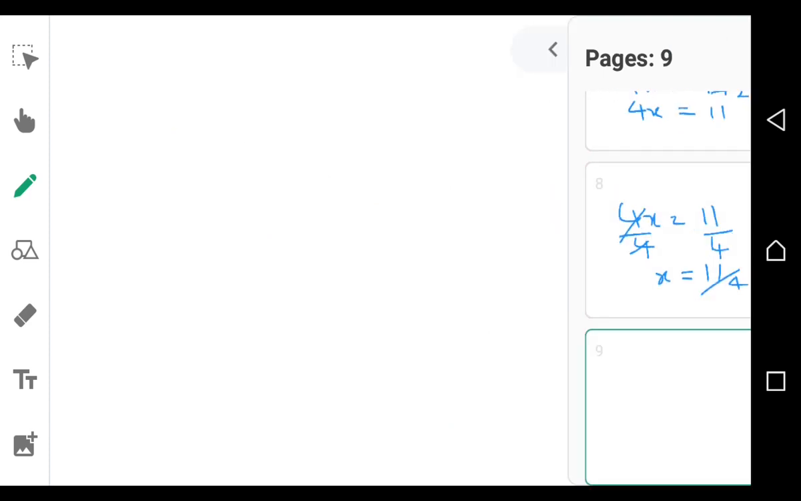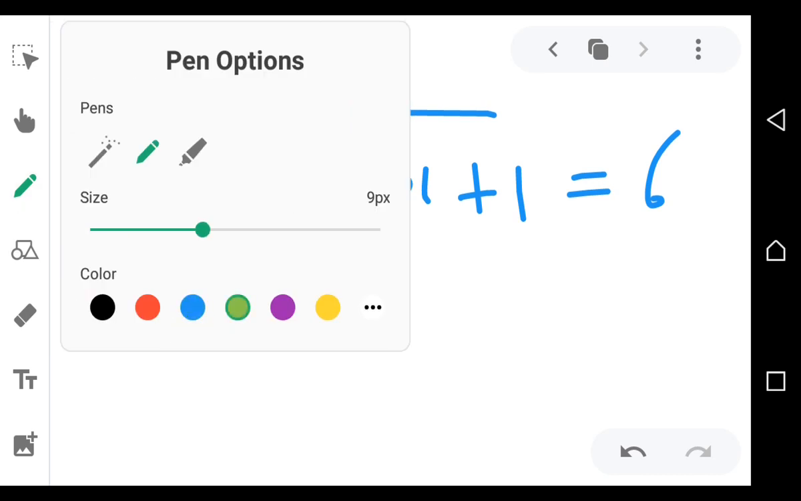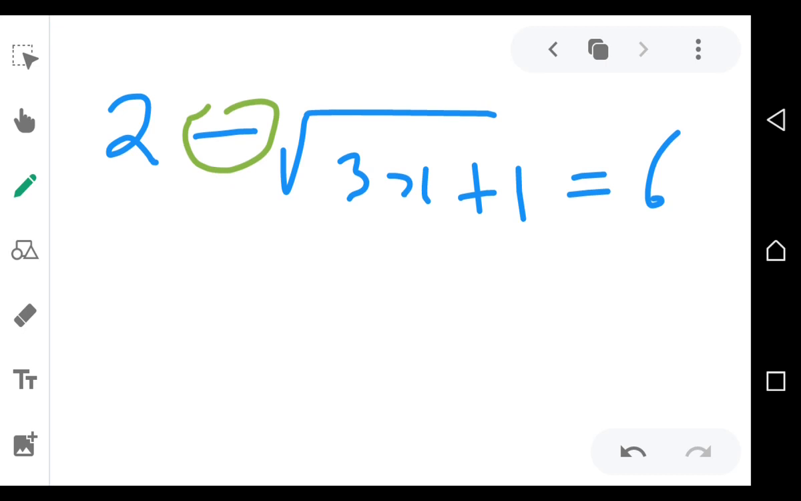Lastly, if they give you, maybe they put a minus here. They say 2 minus the square root of 3x plus 1 is equal to 6. Have you seen this one the way it is? It's different from the other one. Why? Because here they've put this sign. There's a minus. The one we were doing didn't have a sign between the 2 and the square root. When there's a sign there, how do you solve it?